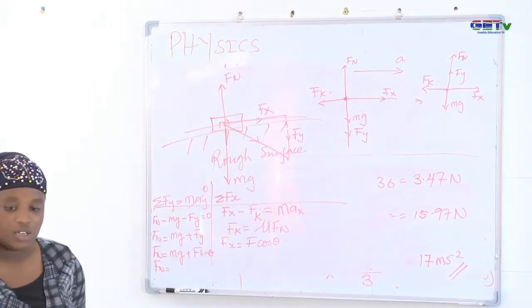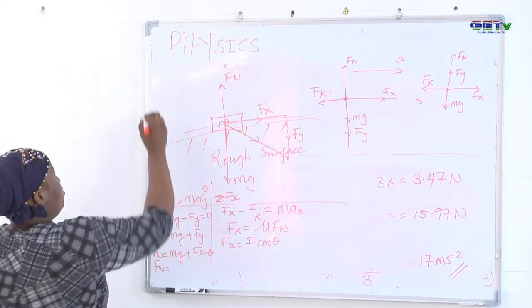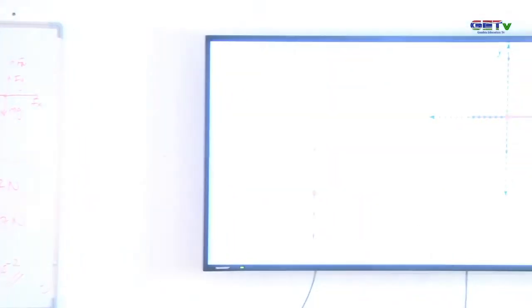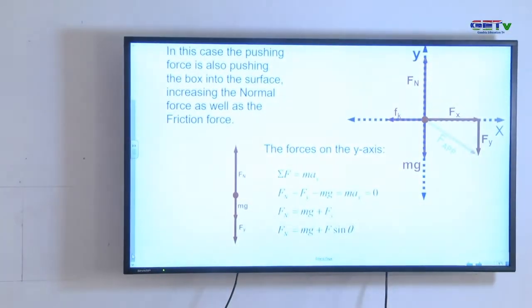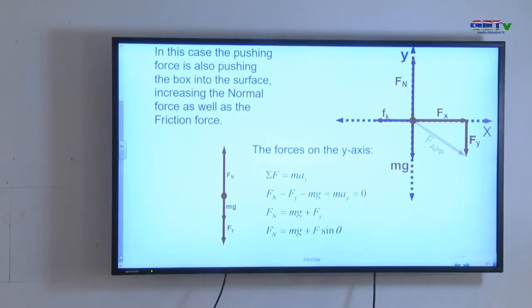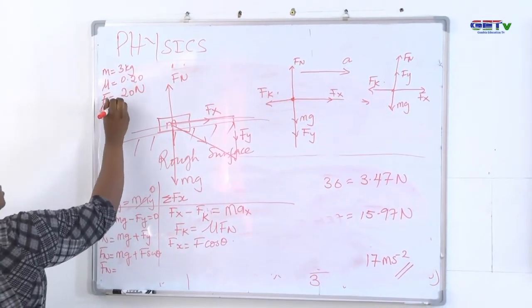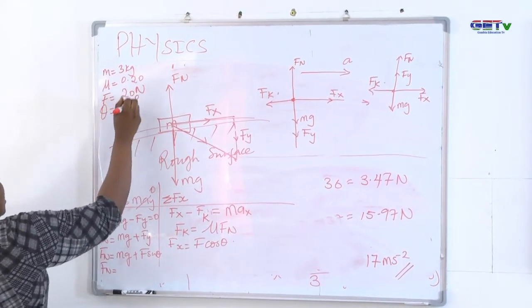Now let's concentrate on the question and see what we have there. It's the same question. The mass is the same, 3 kg. The coefficient of kinetic friction is 0.2. The applied force is still 20, and the angle of inclination is 37 degrees.